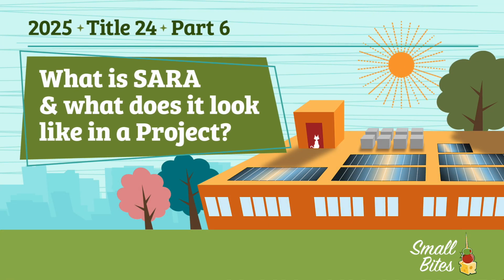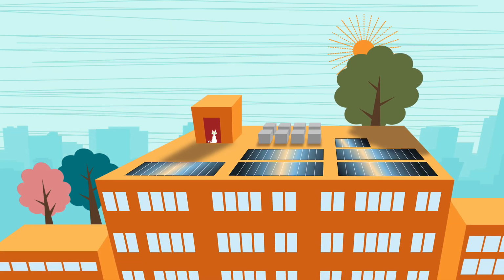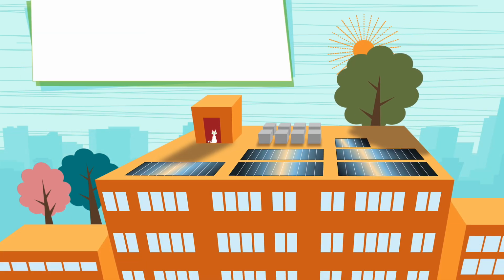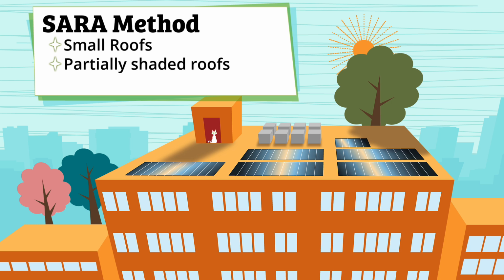Does your new building project require a photovoltaic system, also known as a PV system, according to the Energy Code? If so, one of the methods you would use to determine the code-compliant minimum PV sizing for your project is the SARA method. The SARA method allows for a tailored PV design that considers the actual conditions and design of all roof areas. It is particularly suited for small roofs, partially shaded roofs, and roofs with many obstructions.